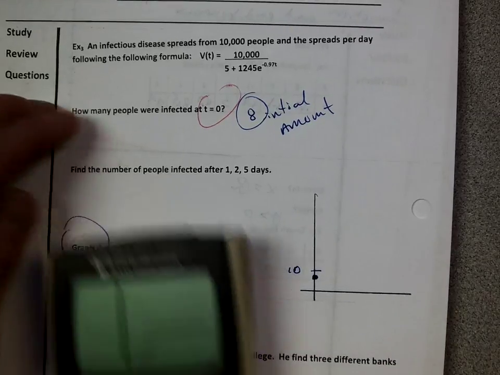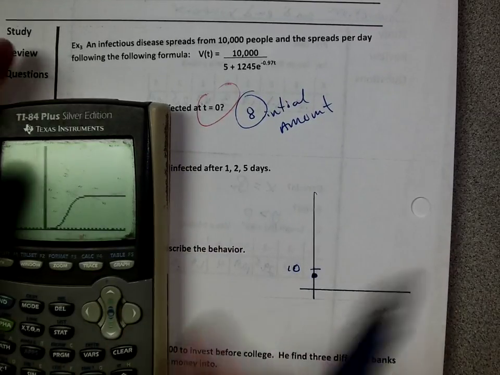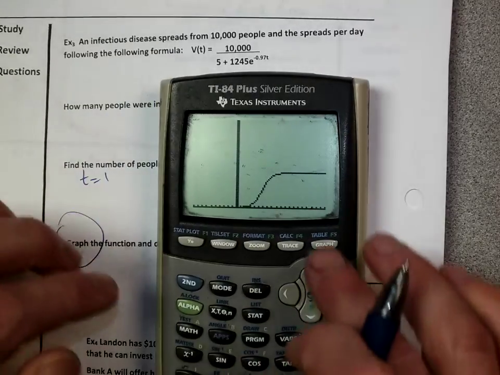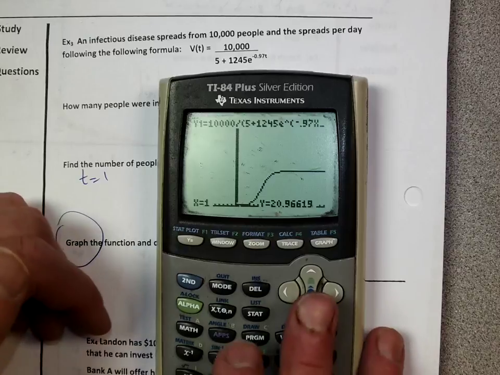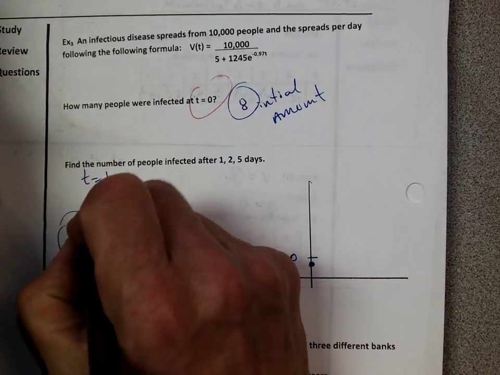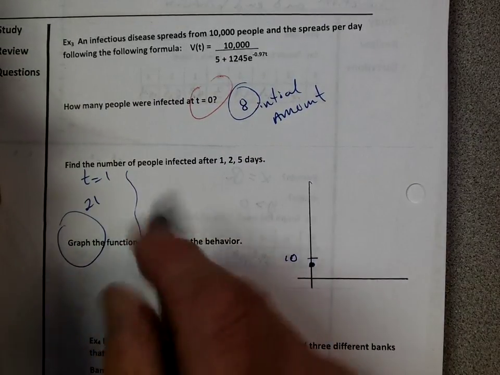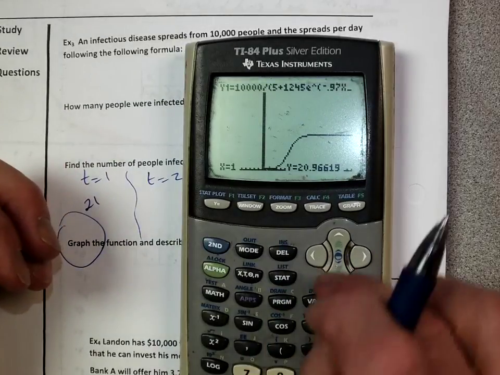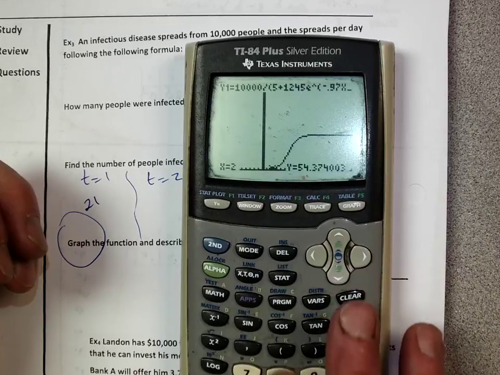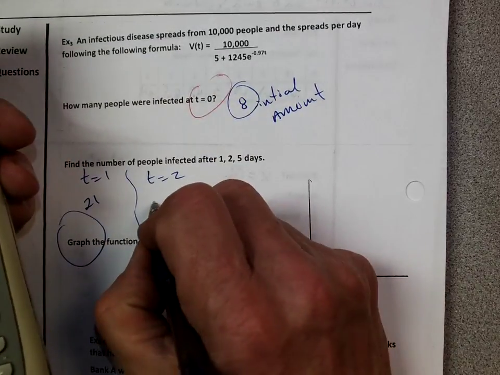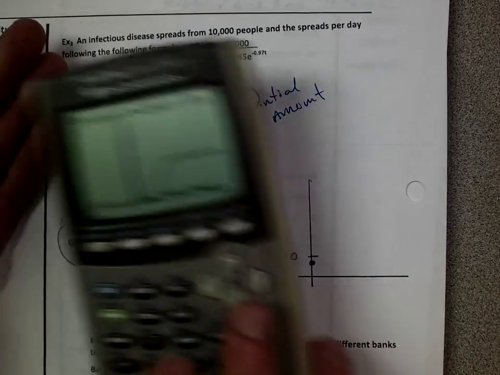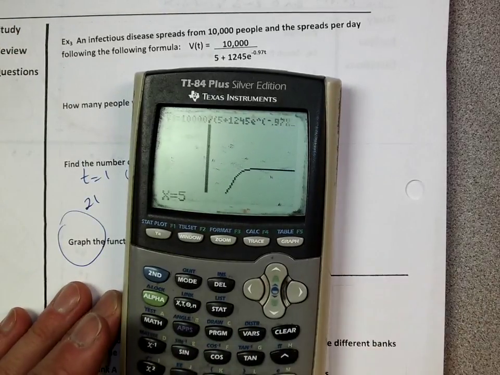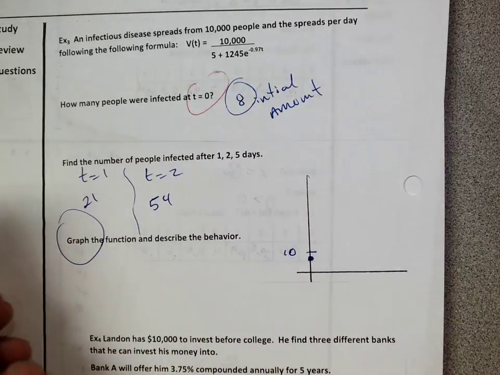Let's put some numbers in. Let's go trace 1. So if I go t equals 1, to my trace 1, after 1 day, about 21 people are infected. Okay? Let's go t equals 2. Trace 2, about 54 people. Let's go 5 days, and I get about 678.